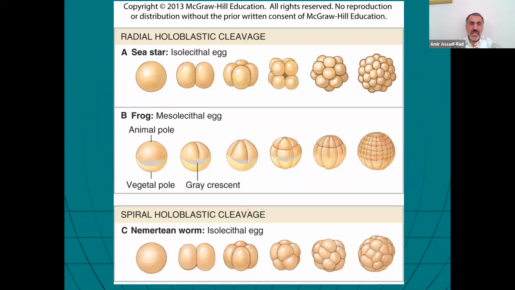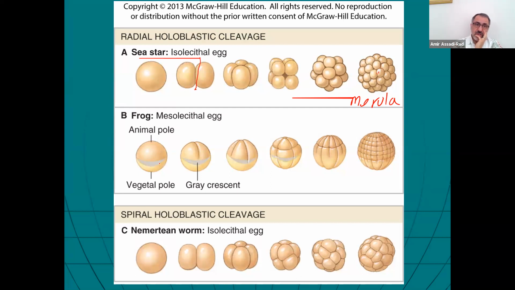Okay, so here, what do I have in here? In radial holoblastic cleavage, it means the whole zygote is dividing like this, okay? Two cells become four cells, become eight, become 16, 16 become 32. Then you have a ball of cells, which is full of cells inside, and that is called a morula, okay? So that is holoblastic.